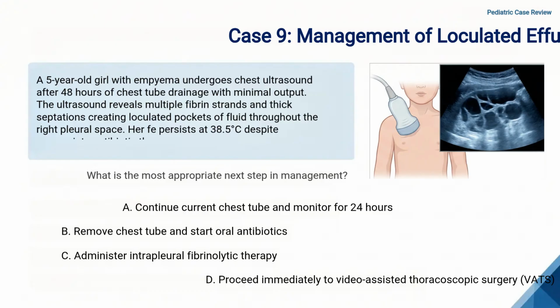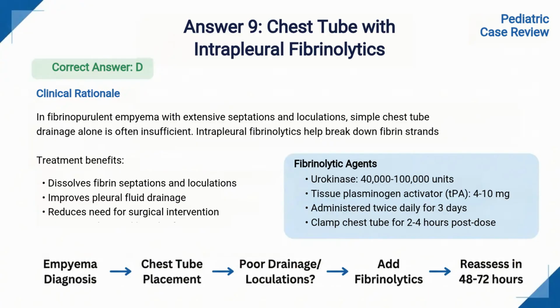Option A, continue current chest tube and monitor for 24 hours. Option B, remove chest tube and start oral antibiotics. Option C, administer intrapleural fibrinolytic therapy. Option D, proceed immediately to video-assisted thoracoscopic surgery. The correct answer is option C, administer intrapleural fibrinolytic therapy.